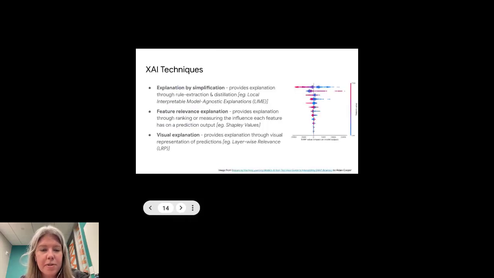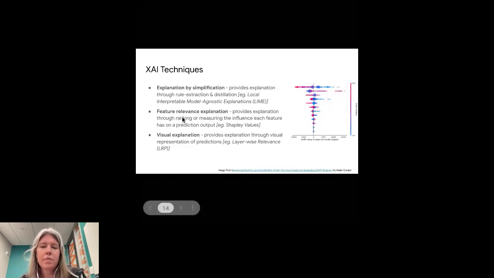And so now I'll talk about some of the techniques that are out there. There's a number of different ways that people have been thinking about developing explainable AI techniques. I'll just highlight some of the most popular ones. So I'll highlight this one in the middle called feature relevance explanation. On Vertex, we have a surface called feature attributions, which is this type of explainability technique.